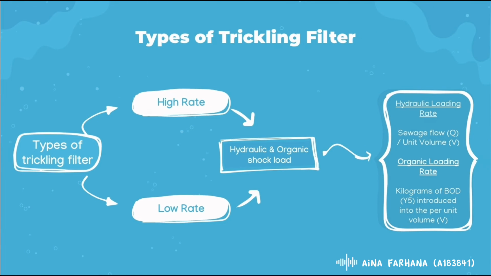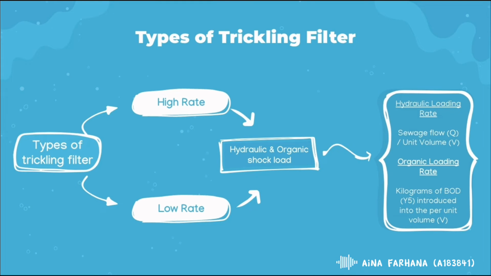Last but not least, depending upon the hydraulic and organic shock load, trickling filters can be categorized into two types, namely high rate and low rate trickling filters. The hydraulic loading rate can be defined as the sewage flow, Q, per unit volume, V, of the filter bed in a day, while the organic loading rate can be defined as the kilograms of BOD5 introduced per unit volume, V, in a day.